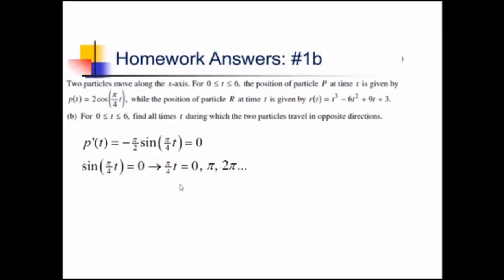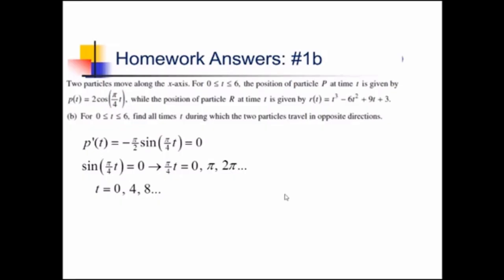But now I'm not quite done. I need to solve for t, not pi over 4t. So to get t by itself, I'm going to multiply by 4 over pi. That gives me 0. And then 4 pi over pi is 4. And now 8 pi over pi is 8. And we could keep going here, but we really only need values between 0 and 6. So we'll just stop there.